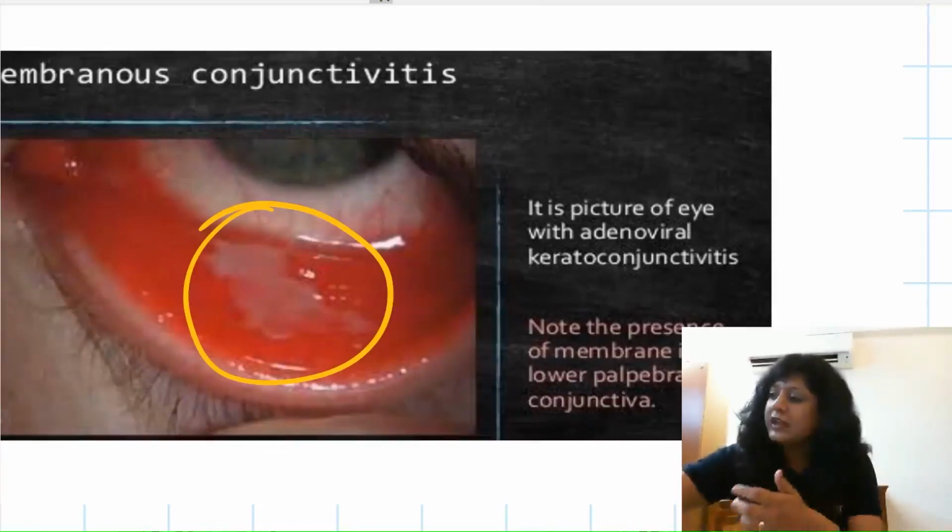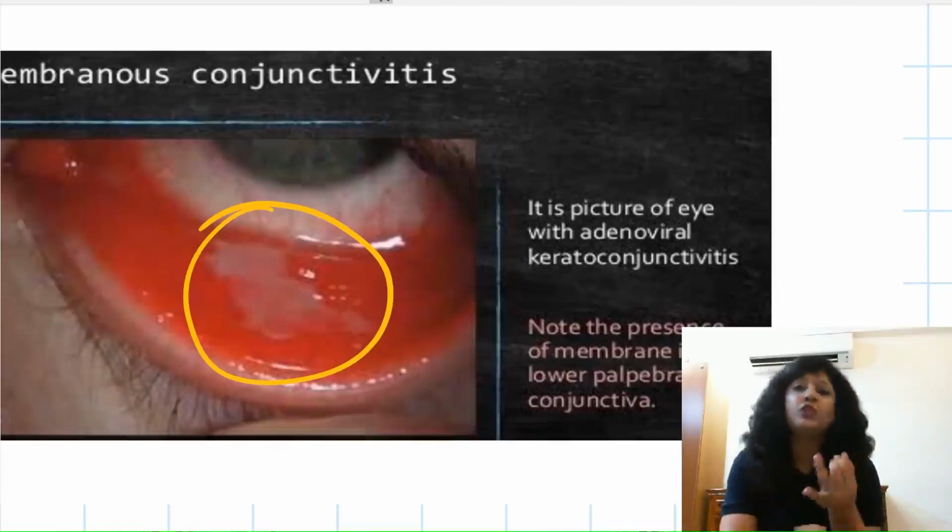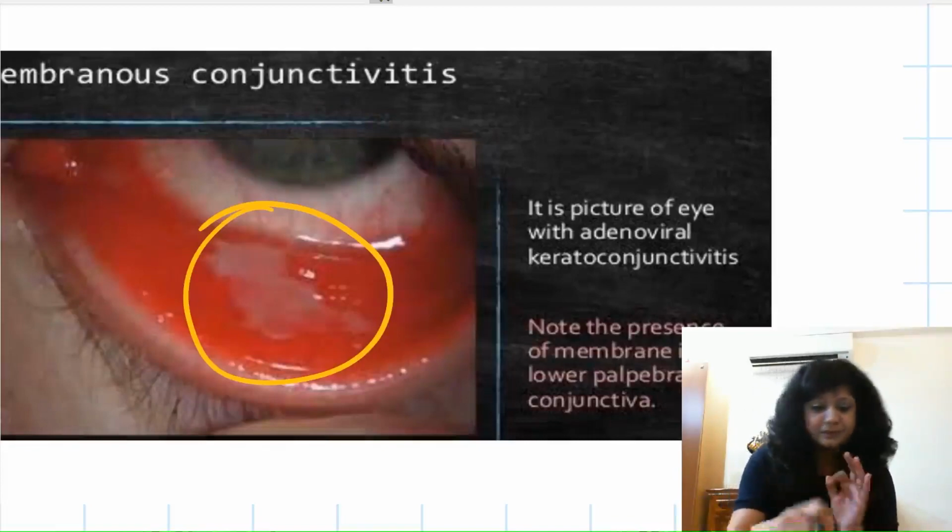So this is the important catch point that you have to do in the questions related to the membranous conjunctivitis. I have given you the list, those which can cause the true membranous conjunctivitis and those which can cause the false membranous or the pseudo membranous. So you have to go for it.